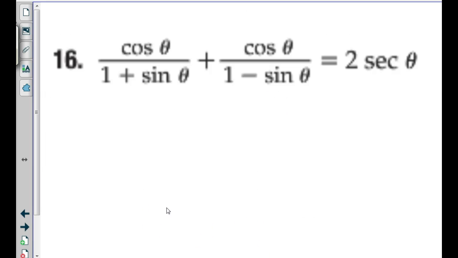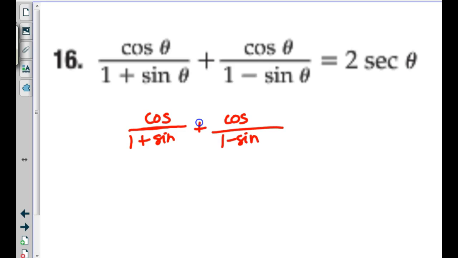There it is. Okay. How to start this one? Yeah, it's going to need a common denominator, so I'm going to have to rewrite it because I don't have room. What am I going to be multiplying this guy by?